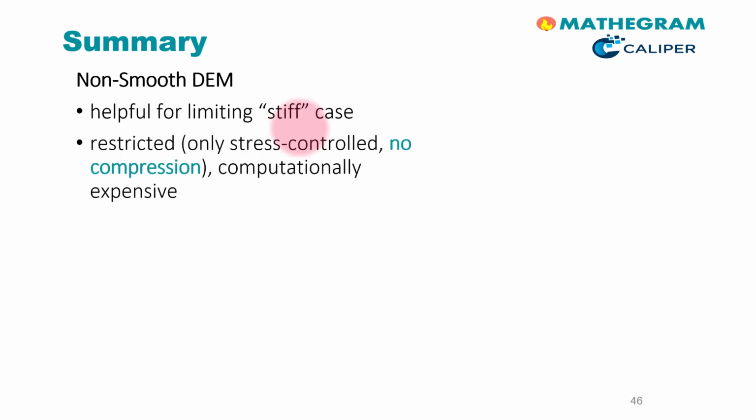However, each advantage comes with a drawback, and this is also the case for non-smooth DEM. It has certain restrictions. For example, we can only simulate stress-controlled cases with confidence, and the method failed in our uniaxial compression case that was deformation controlled. Also, the computation times were 2 orders of magnitude larger than a classical soft sphere DEM simulation using relatively soft particles.